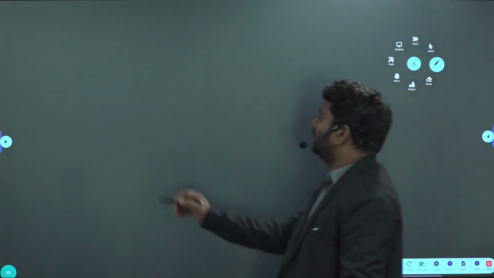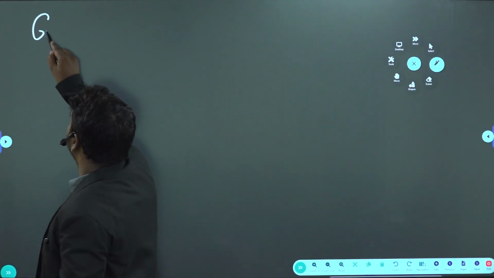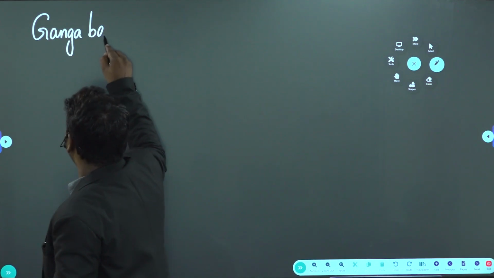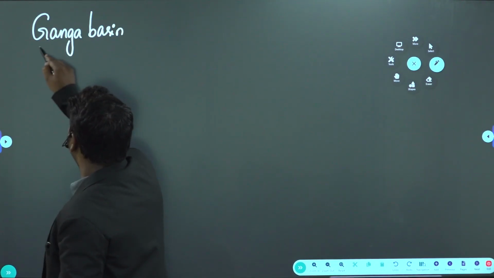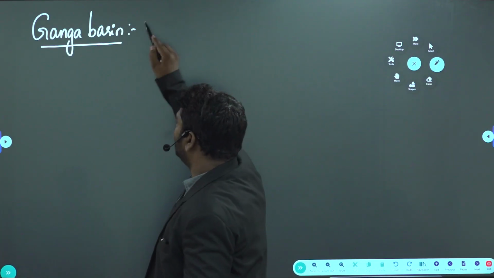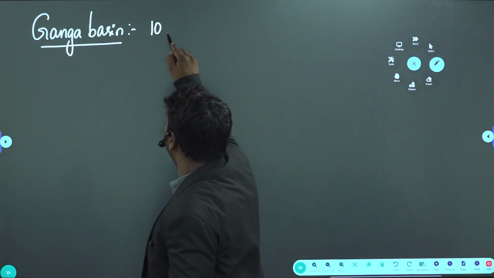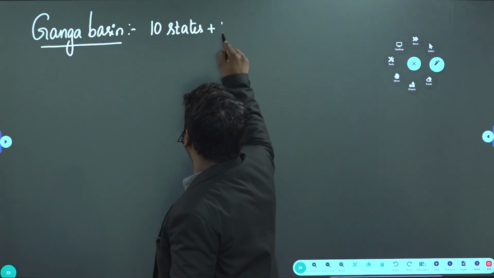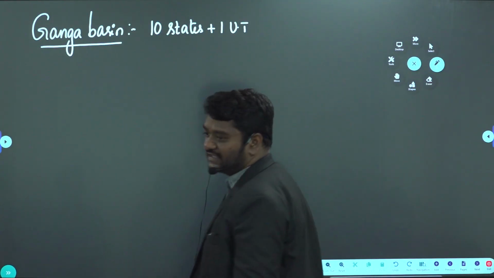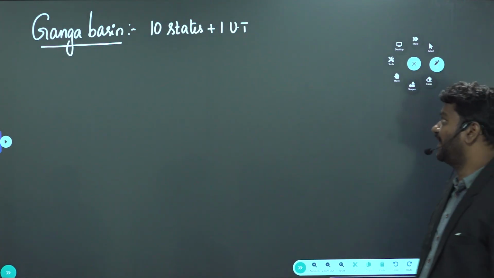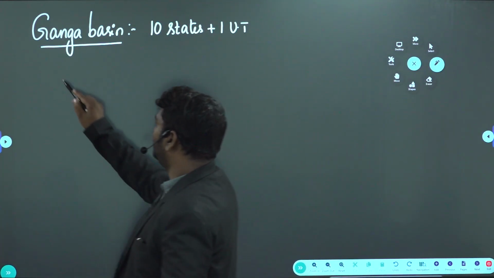See guys, Ganga basin, if we take entire basin along with tributaries, we consider 10 states and 1 union territory. Can be asked. This here can be asked. 10 states, 1 union territory.